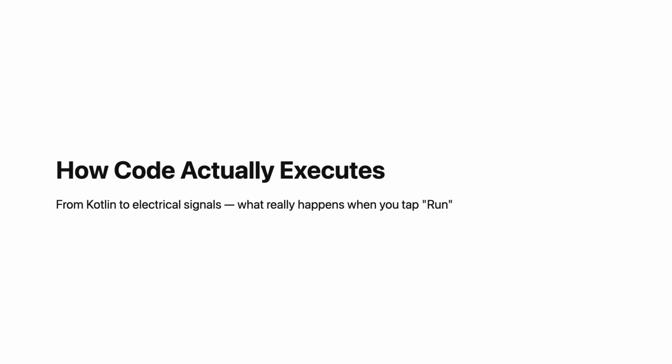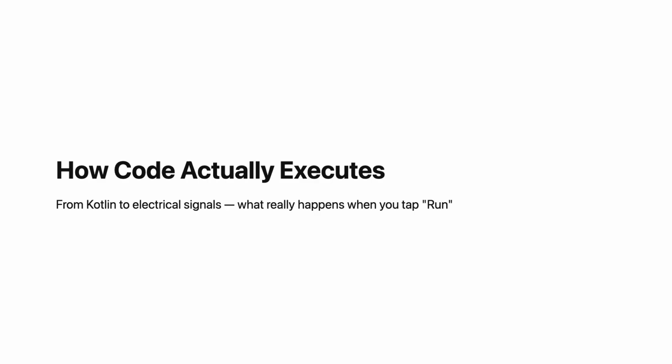It does not speak Java. It does not speak any human language at all. Your processor only understands numbers, tiny electrical signals representing ones and zeros. So how does the text you type become something a chip can execute? That is what this video is about. And I think once you see the full picture, you will never look at your code the same way again.